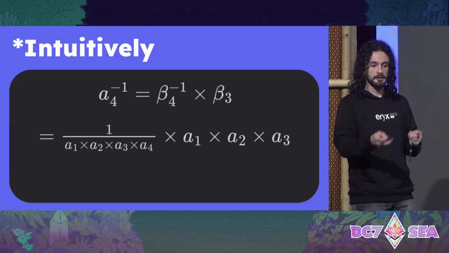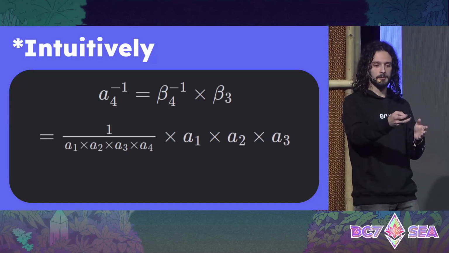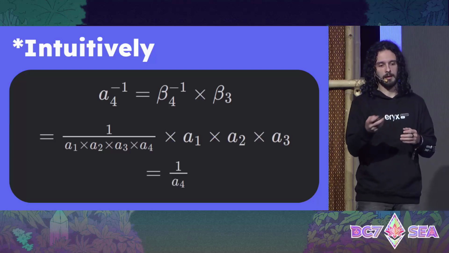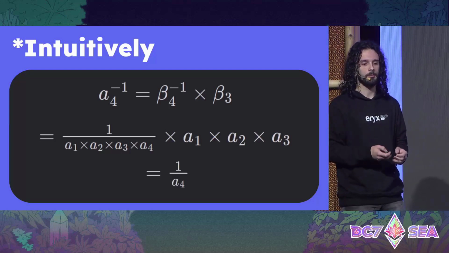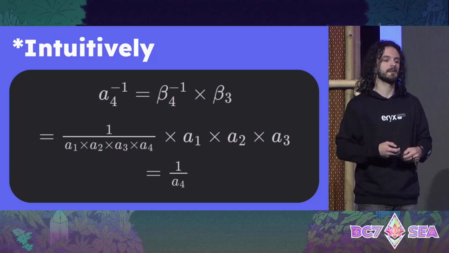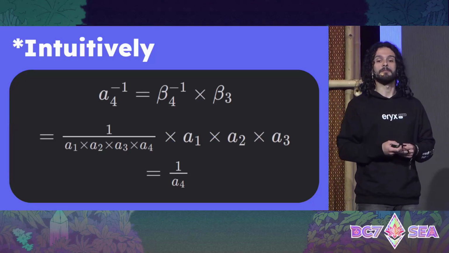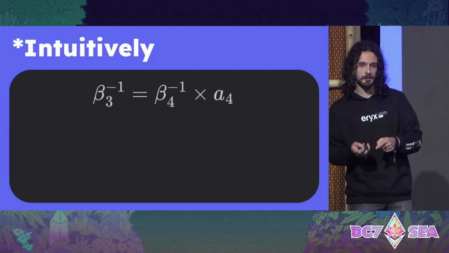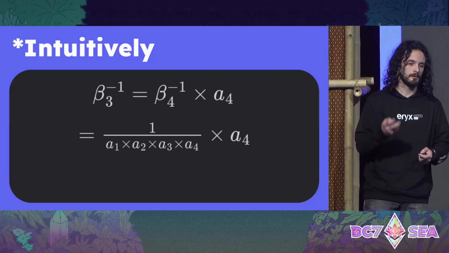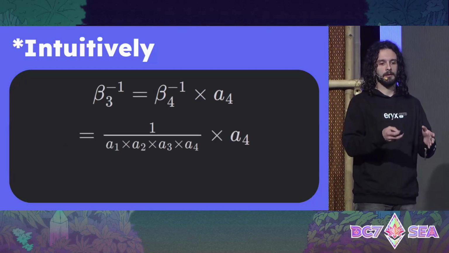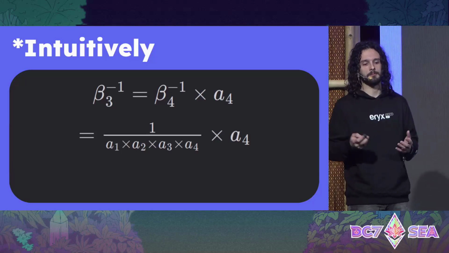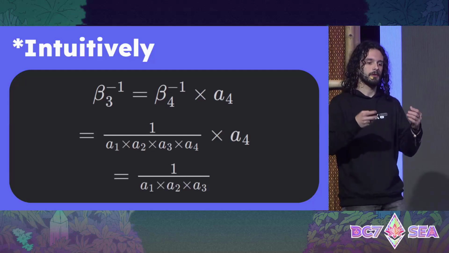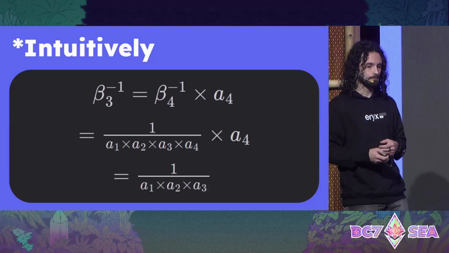all the numbers. This is intuitive, once again, but it helps to see how when we multiply it by the previous accumulated product, we cancel out all the numbers that we don't want and end up with 1 over A4, which is, once again, intuitively, the inversion of A4. The same thing can be done to calculate the inversion of the previous accumulated product this way, by multiplying the inversion of the whole accumulated product by A4 and getting 1 over the accumulated product from A1 to A3.